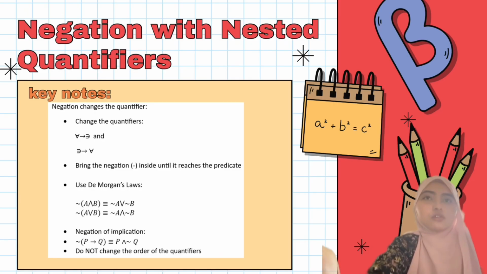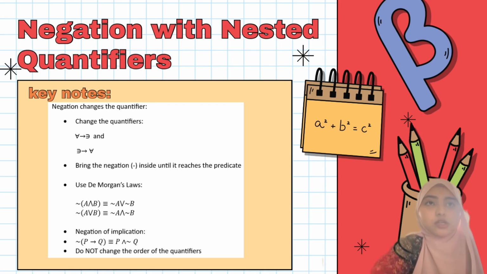Now we are going to look at negation with nested quantifiers, which allows us to express the opposite of a statement that involves more than one quantifier. Nested quantifiers follow the same negation rules, just repeated for each layer. Key notes, negation changes the quantifier.